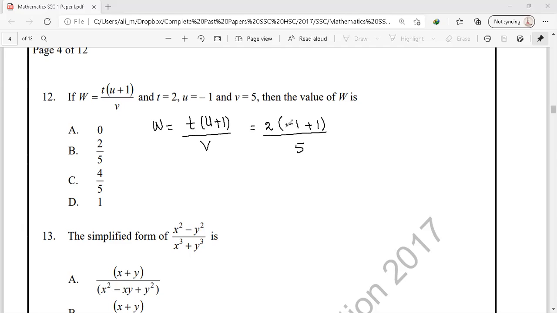5. So plus 1 and minus 1 would cancel out with each other, so we will get 0. 0 multiplied by 2 and divided by 5 would make this whole expression equal to 0. So we have the correct answer, that is option A.